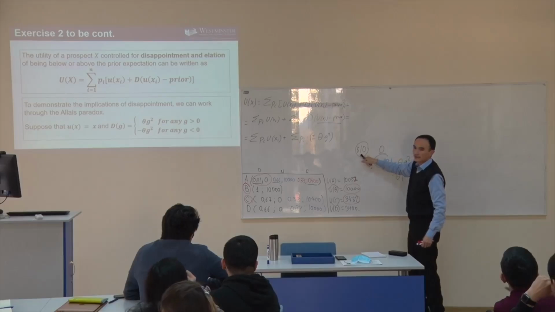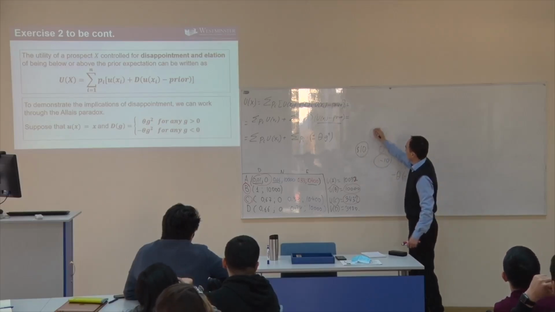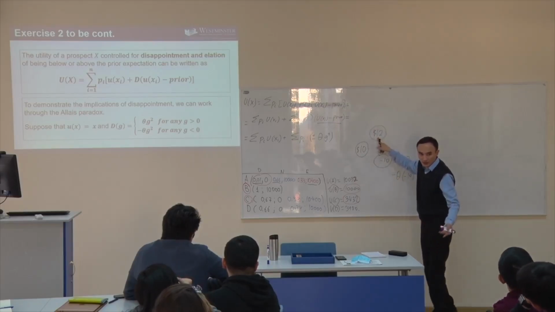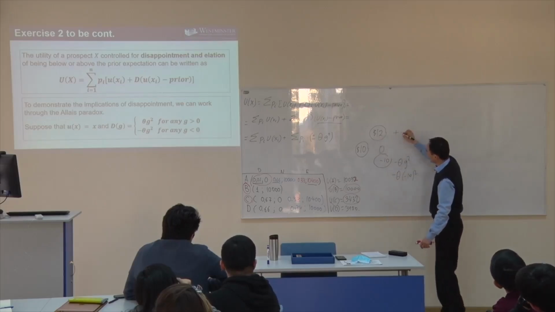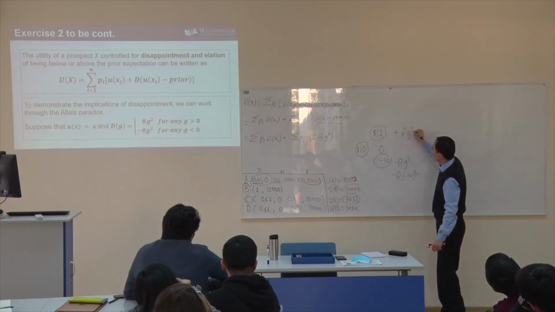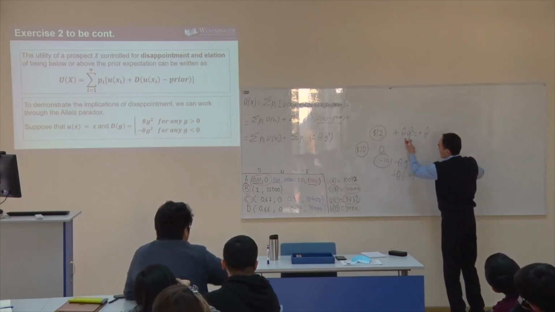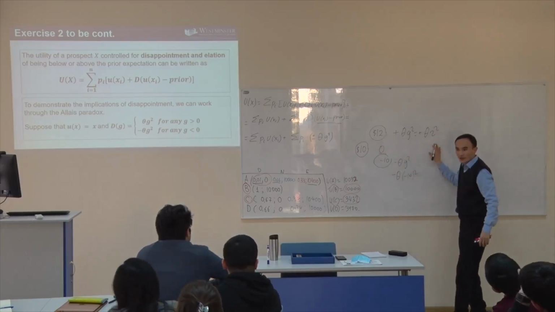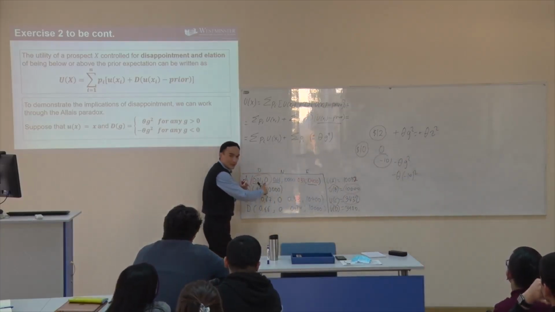Now there is the second case. I was expecting 10, but I ended up with $12. So how much is it different? $2. Is it positive or negative? Positive. So in this case, you will use plus theta, where plus theta G is equal to 2 squared. This is it.